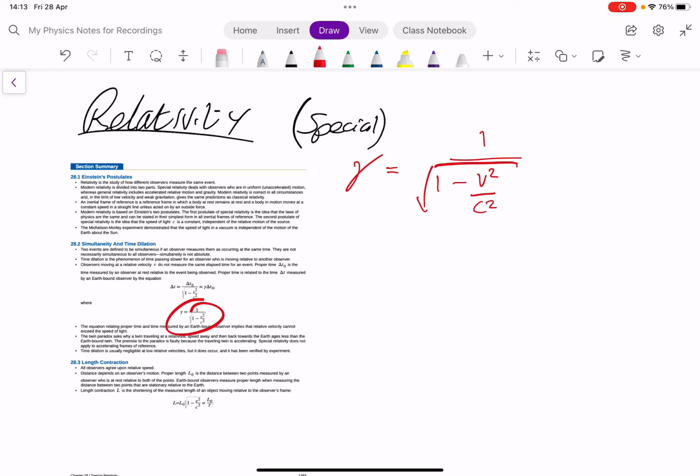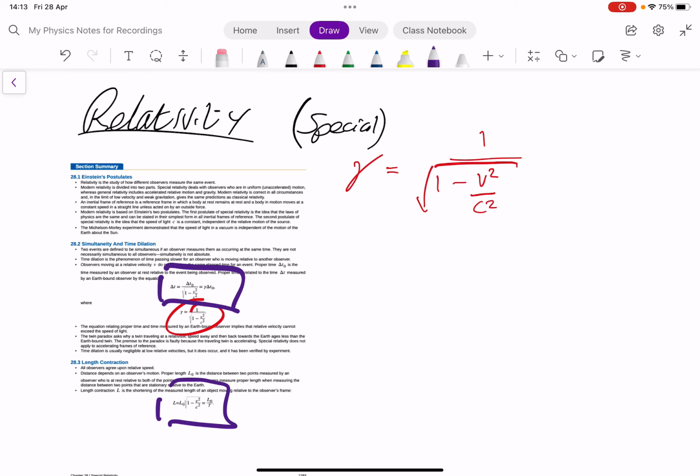At speeds that are very, very low, so walking, running, trains, aeroplanes, this bracket here has a value which is very close to 0. So the whole value is quite close to 1, which means effectively relativity has very little impact. It's only when v starts getting up to a significant proportion of the speed of light that you'll start to notice a change. The two key changes you've got to be aware of are these two: time and length.